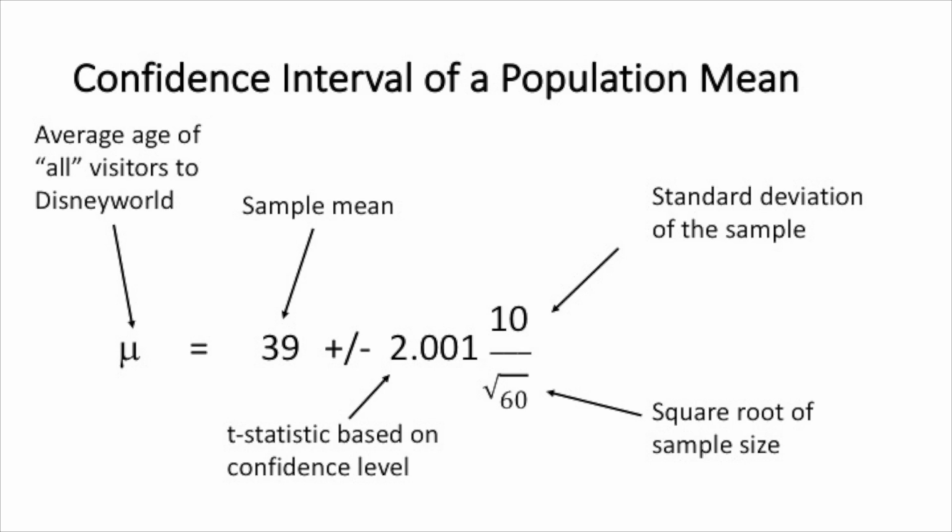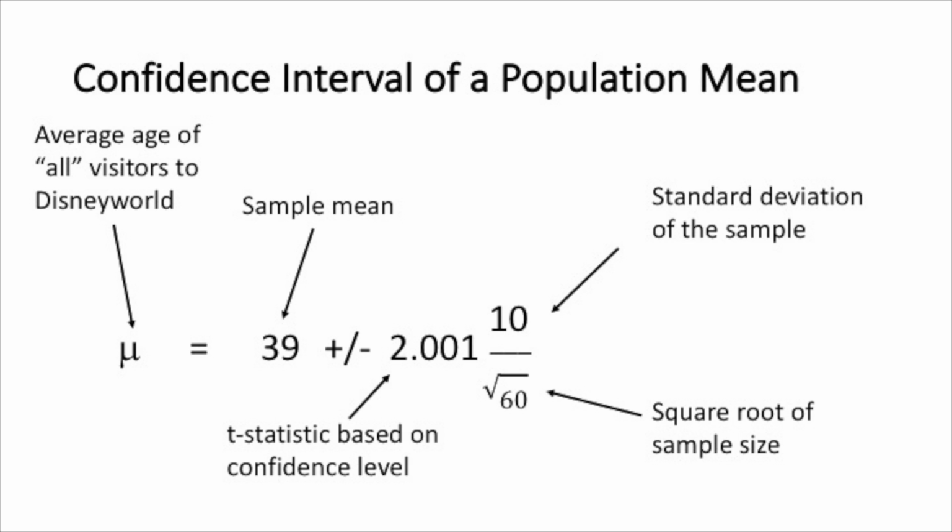So we want to know the average age of all visitors to Disney World. Our sample mean was 39 years old. Our t-statistic is 2.001. That's because we have a 95% confidence interval. If we'd selected a 99% or a 90% confidence interval, that t-statistic would be different. You multiply that by the standard error of the sampling distribution, which is the standard deviation of the sample, which is 10, divided by the square root of the sample size, which is 60.